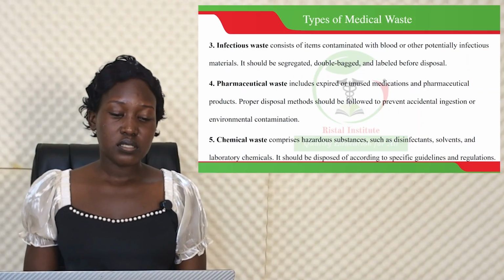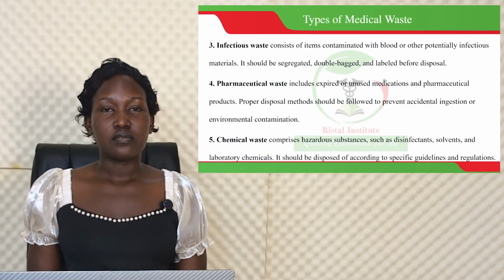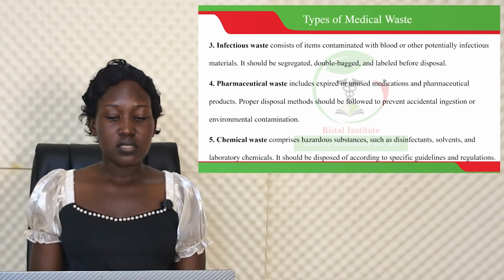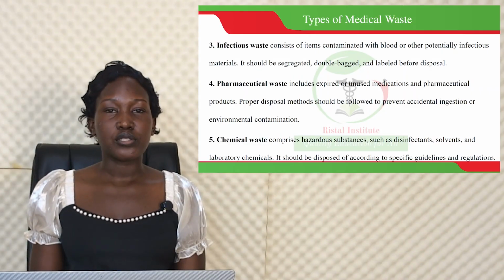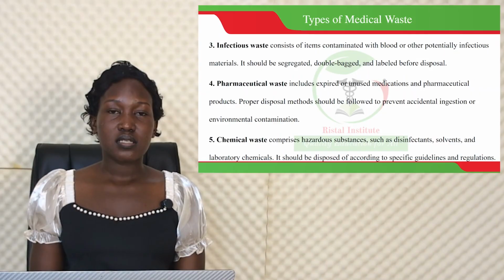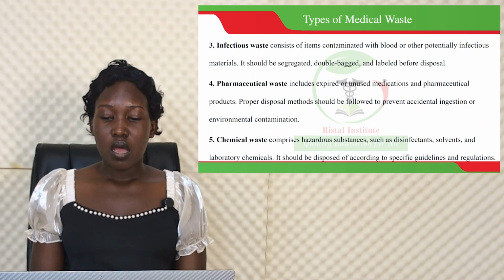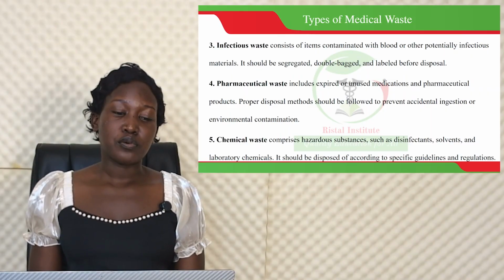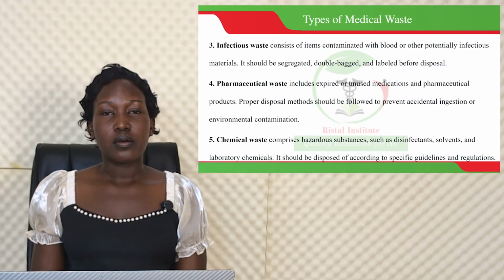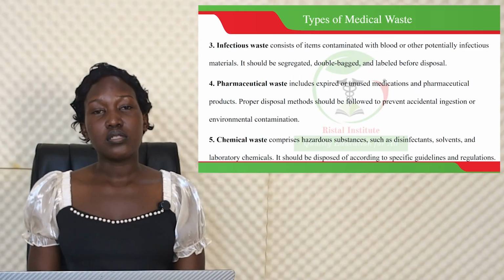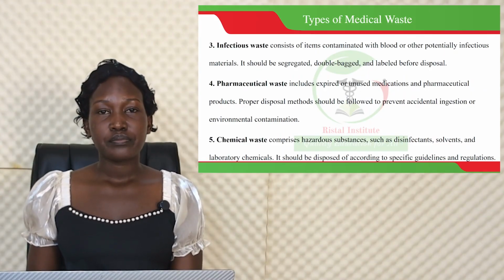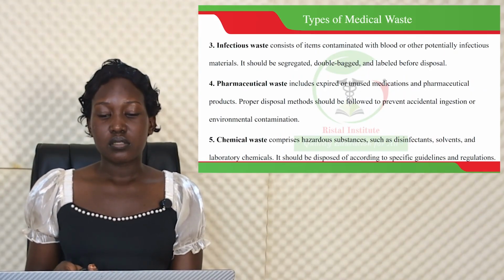So we have chemical waste. Chemical waste comprises hazardous substances such as disinfectants, solvents, and those laboratory chemicals. So just like its name, it should be disposed of according to specific guidelines and regulations. So we cannot dispose of chemical waste where we are disposing of our solid wastes, because these ones are mostly liquid in form and some solids also.